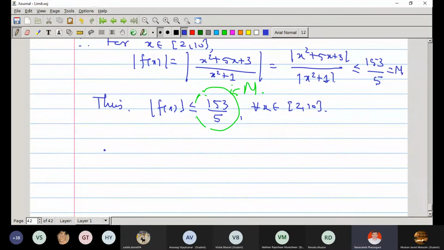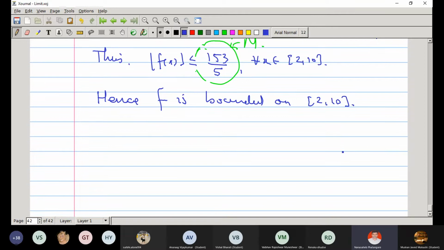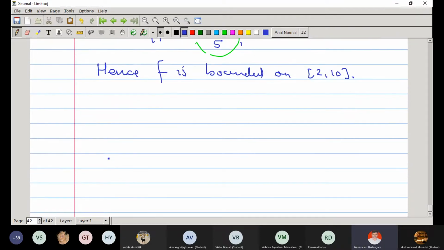So from this can we conclude? Hence, f is bounded on 2 to 10. So clearly this function is bounded. Fine. Here the function was simple so that we could say that it is bounded, but sometimes things could be very difficult, right?